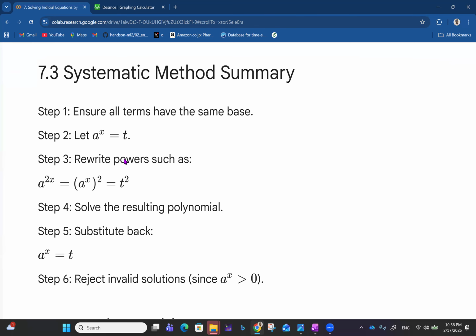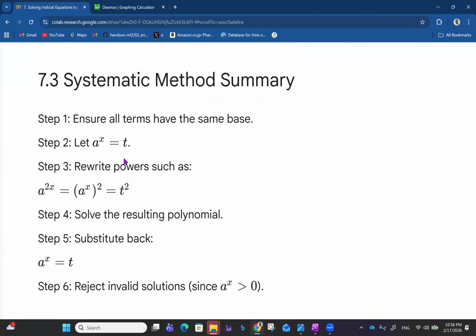So here, what you've seen so far, if you want to talk about the systematic method summary: step one is ensure all terms have the same base. Step two, let a raised power x be equal to t or p or q, anything you choose. Step three, rewrite powers such as a raised power 2x equals a raised power x squared equals t squared. If you have a raised power 3x, that means a raised power x raised power 3, which would mean you have t raised power 3, depending on the expression. Step 4, solve the resulting polynomial. Step 5, substitute back that a raised power x is t. Step 6, reject invalid solutions since a raised power x is greater than 0. If you get anything negative, then it won't work at all.